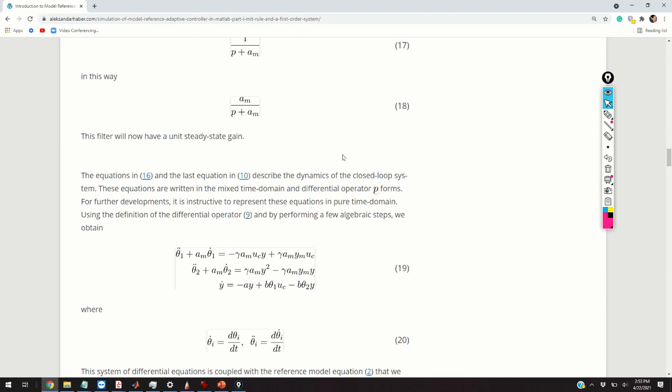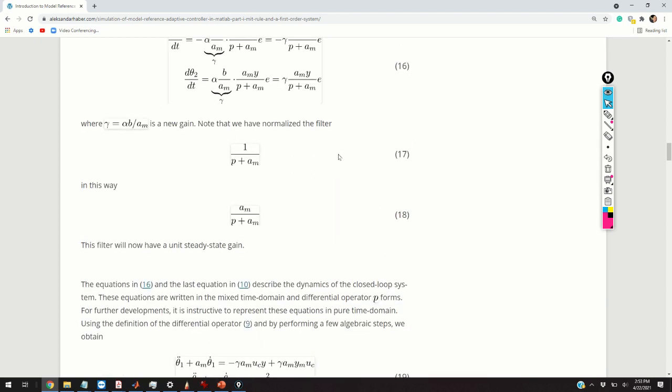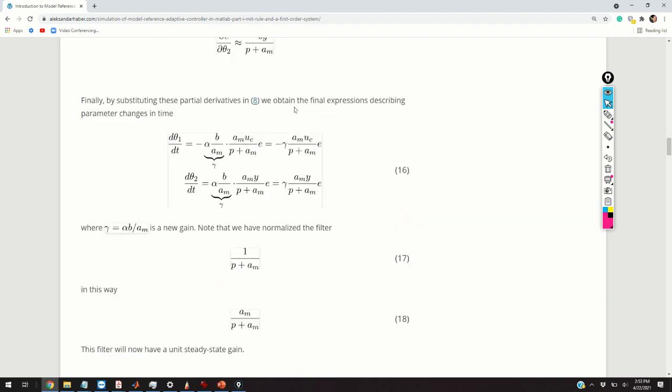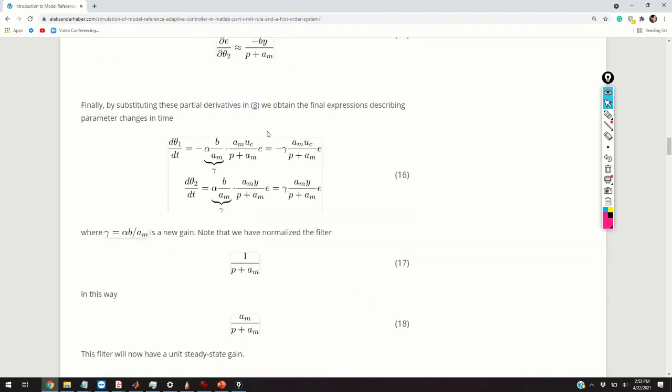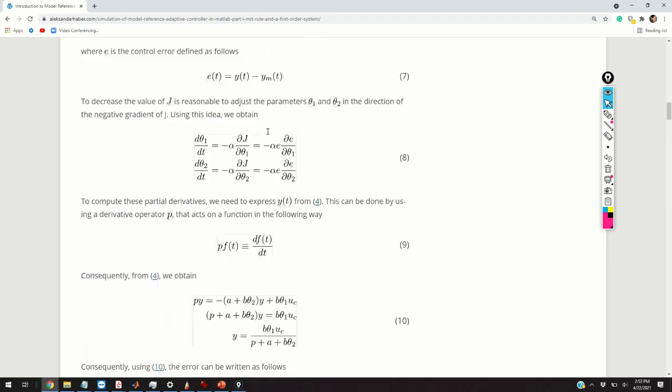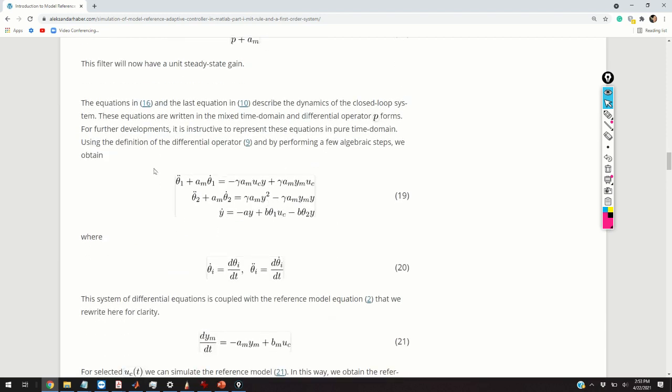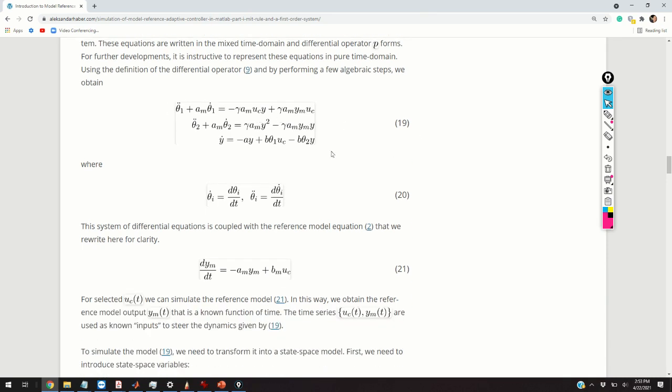After a few algebraic steps, mainly, we want to get rid of these p differential operators here and here and here, and in equation 10. We can simply do that by invoking the definition of the differential operator, and at the end we will obtain a state space model. Actually, it's not a state space model yet, this is still a system of three differential equations, and we need to write these differential equations in state space form.